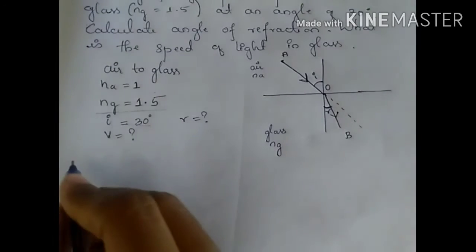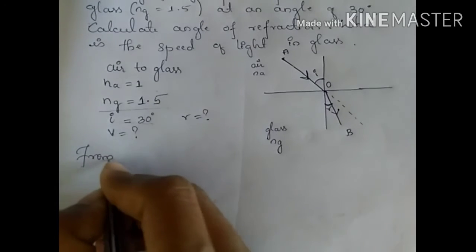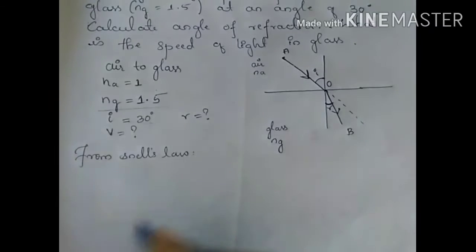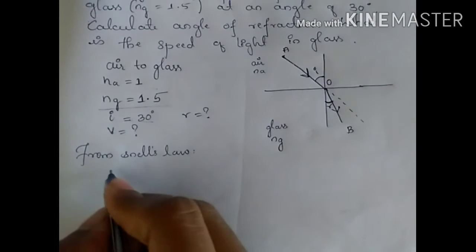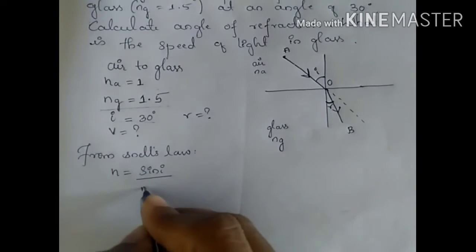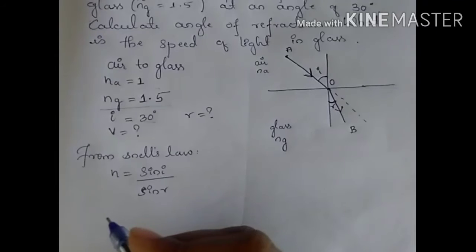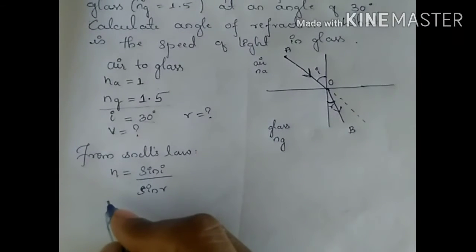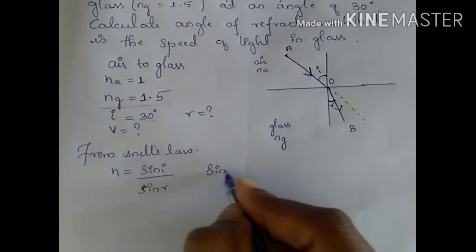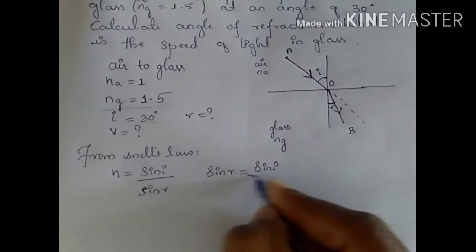So now let us use Snell's law. From Snell's law, N is equal to sin I by sin R. Since the refractive index of air is 1, I am taking it here. So from this equation, sin R will be equal to what? Sin I by N.